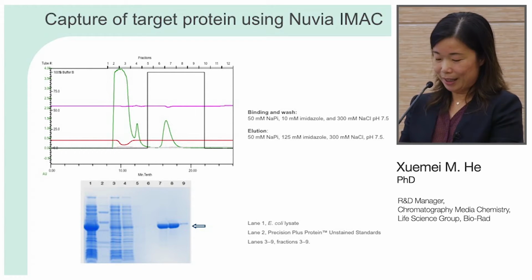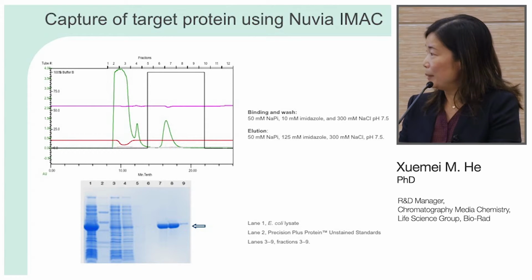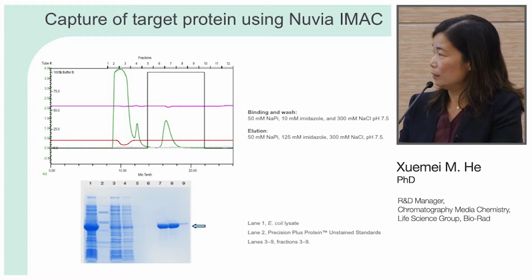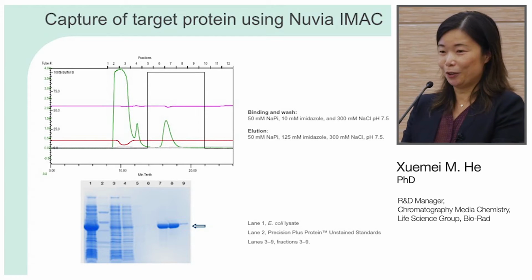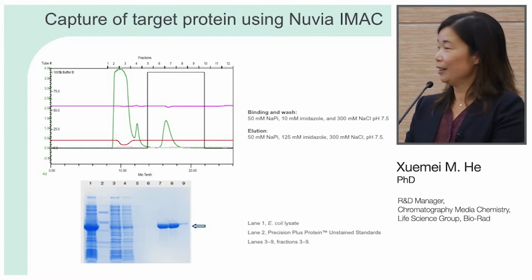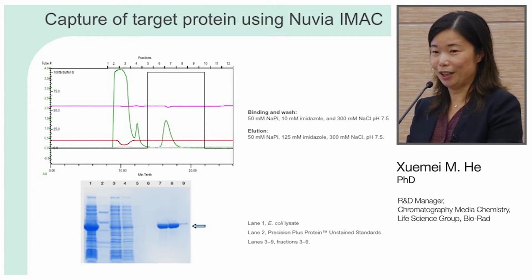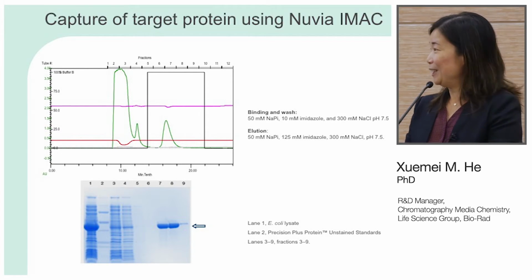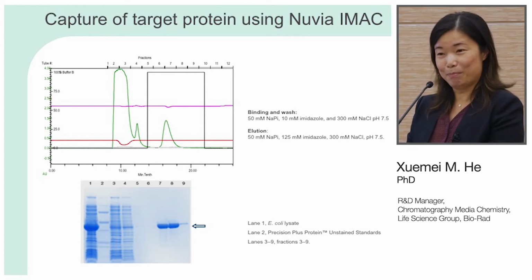So here is the IMAC used for the capture of the target molecule from E. coli lysate. Lane 1 shows you the expression level and the impurity level of the crude material. And as you see my buffer composition, basically you just load the crude on the column pre-equilibrated with the binding buffer. You wash with the same buffer, and then you hit it with a high concentration of imidazole, and we're done. And as you can see on the gel, it's quite pure already.